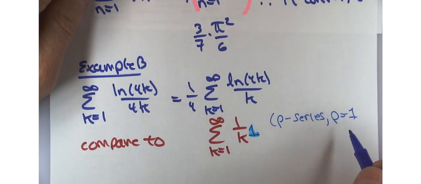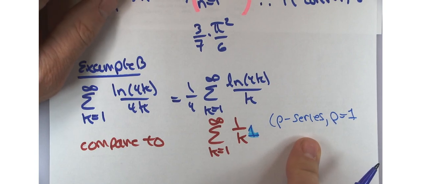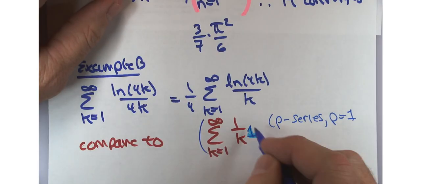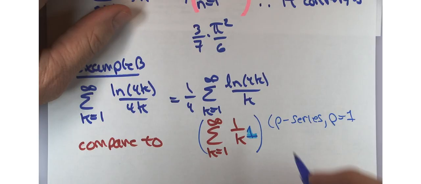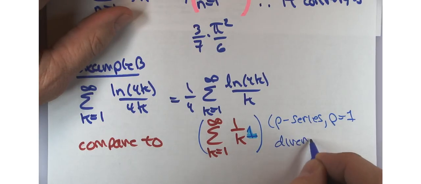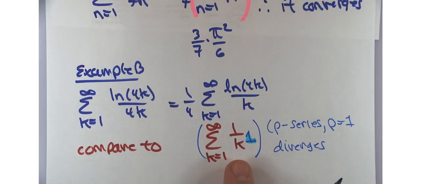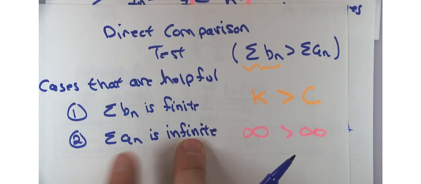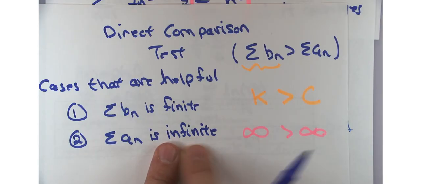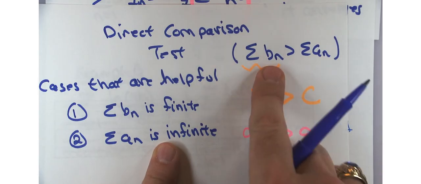P-series, p equal 1. Does that mean it converges or diverges? This one, this whole thing. Is that going to converge or diverge? Yeah, it diverges. Now, if I have a series that diverges, that's okay. I can use that one. If this is smaller than something else and this diverges, then this has to diverge.